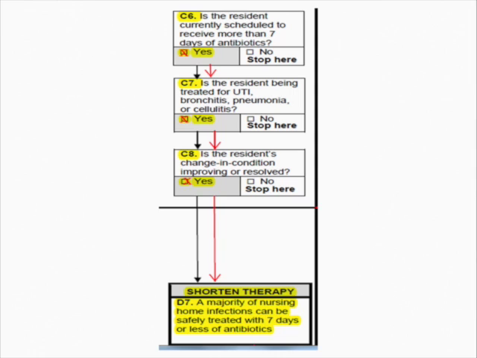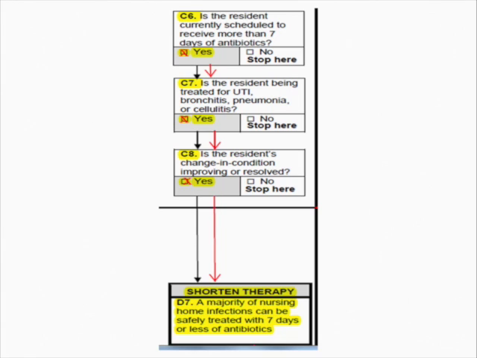Box C6, on the far right upper corner of Section C, the Nurse Review, asks if the resident is currently scheduled to receive more than 7 days of antibiotics. In our example, Ms. Lesher's order was for 10 days, so we answer yes. Following the arrow to C7, it asks if the resident is being treated for a UTI, bronchitis, pneumonia, or cellulitis. Answering yes, since Ms. Lesher is being treated for urinary tract infection, we follow the arrow to C8.